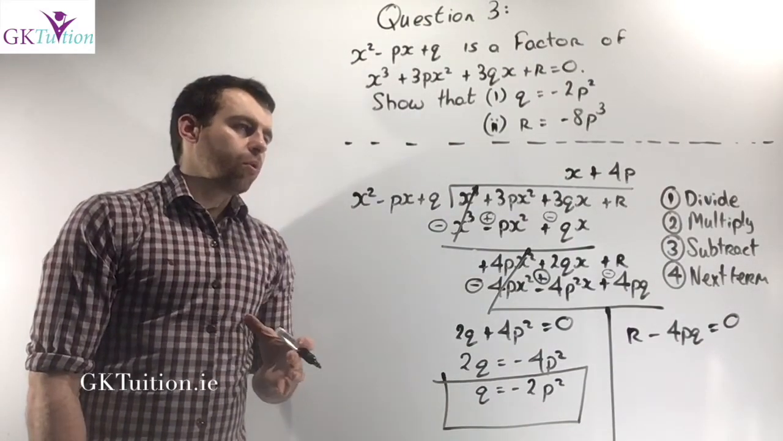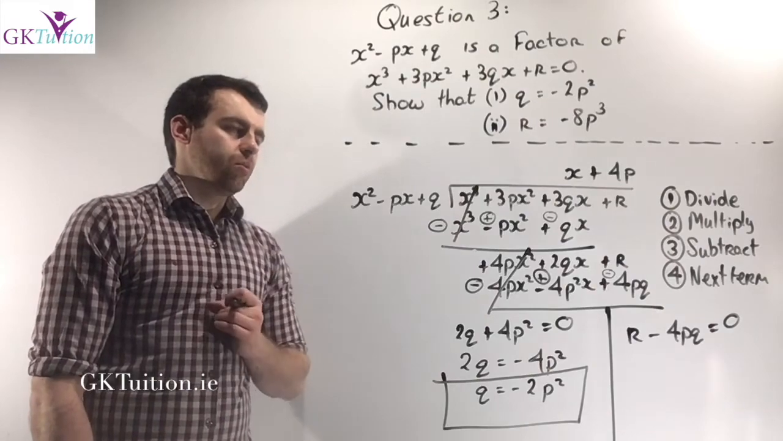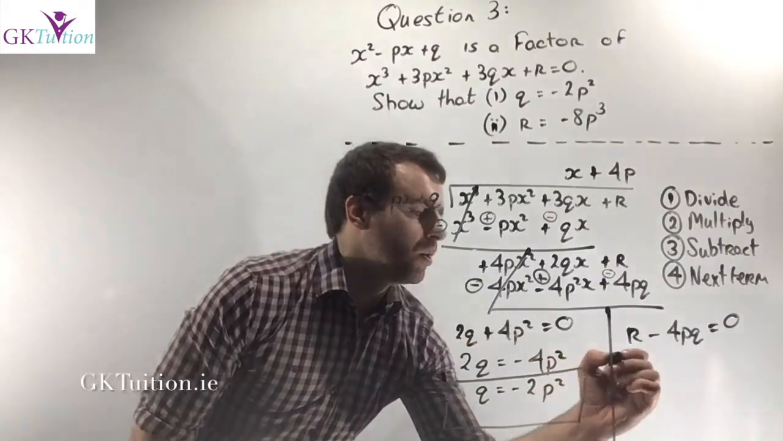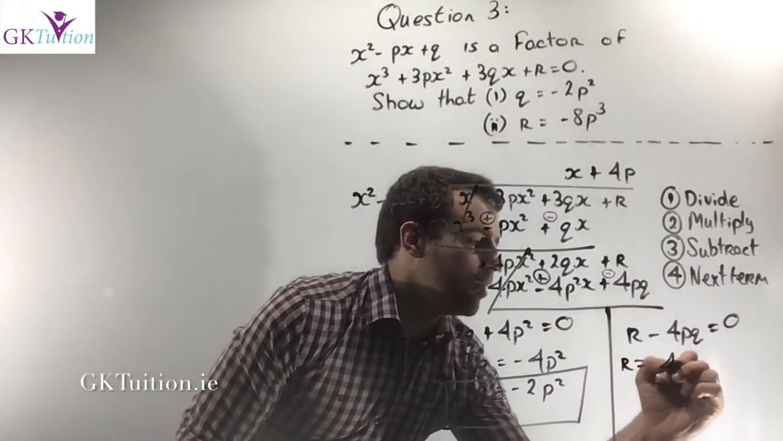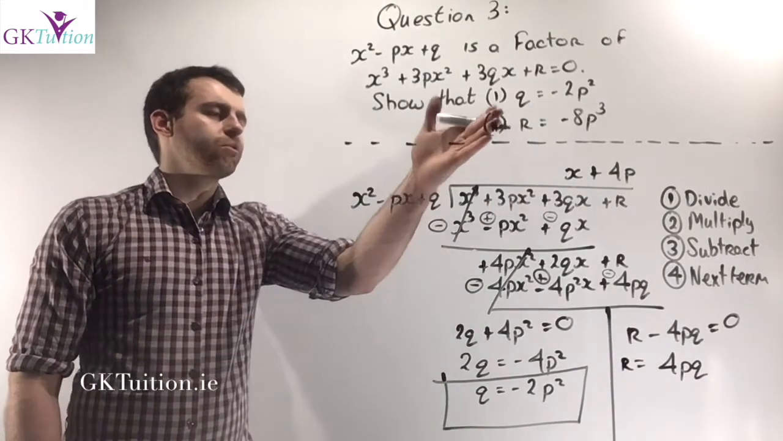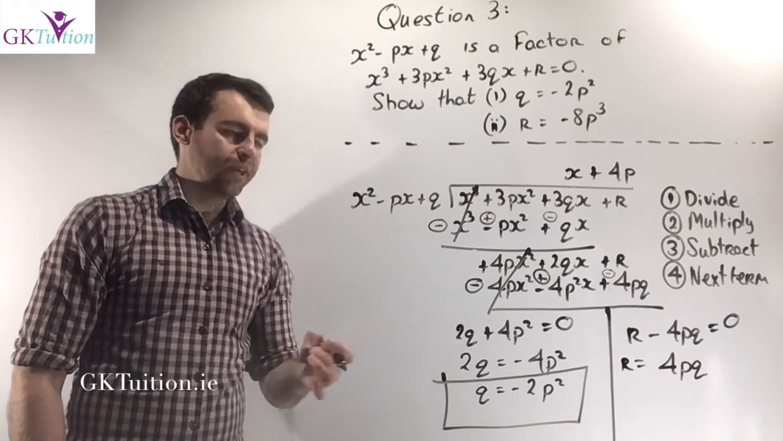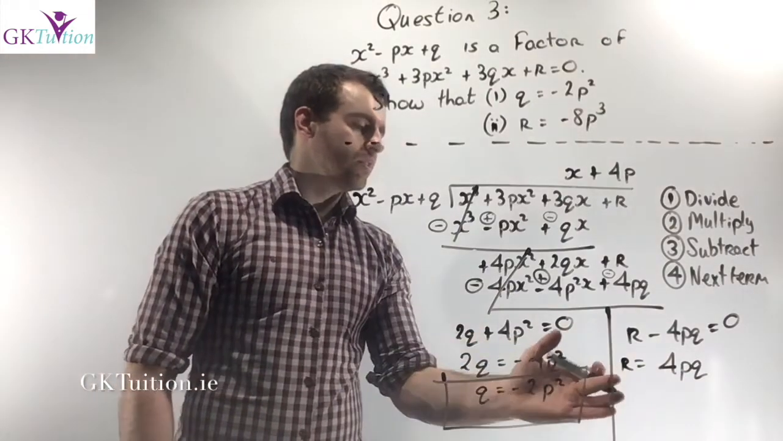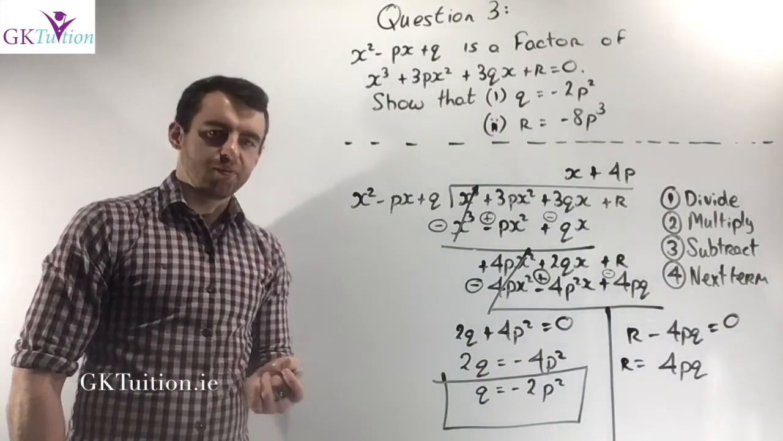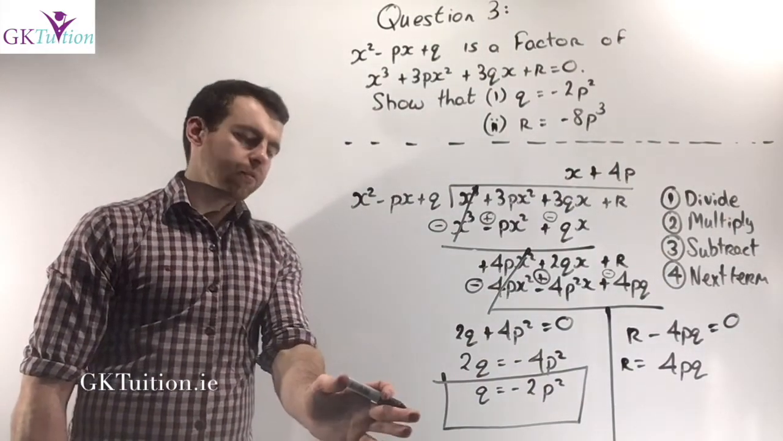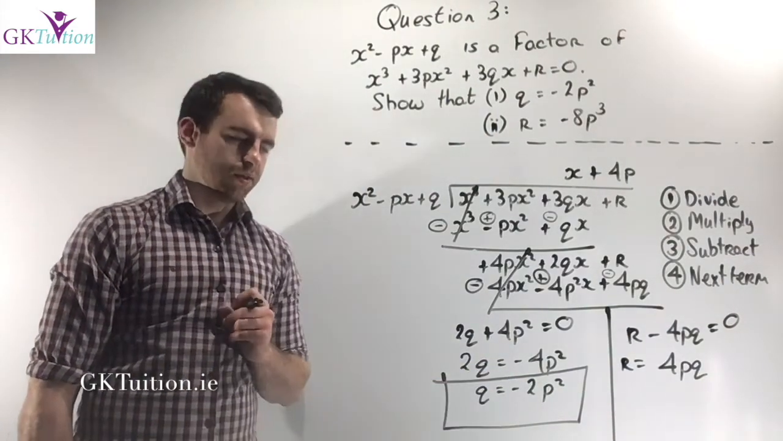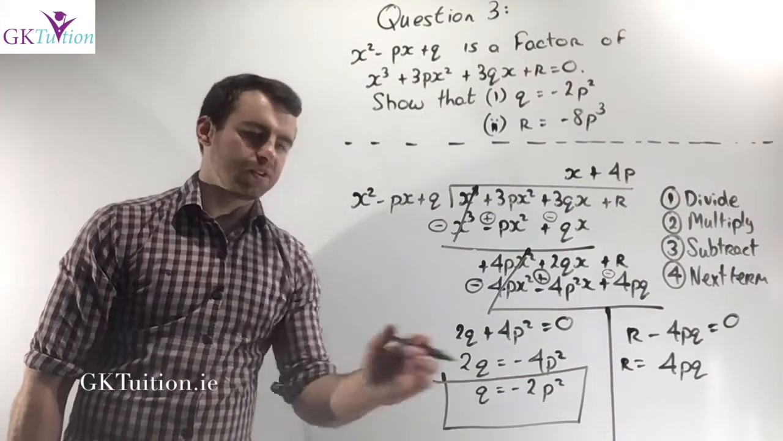Now let's look at the second one. It is asking me to prove that r is equal to minus 8p cubed. So first of all, I obviously want to isolate my r. If I isolate r here, I get r is equal to 4pq. But there's an obvious problem in that what I'm trying to get to only has r's and p's in it, whereas what I have at the moment has r, it has a p, but it also has a q. So I need to use substitution to get rid of my q. From what I proved previously, I know that instead of a q, I can sub in minus 2p squared.